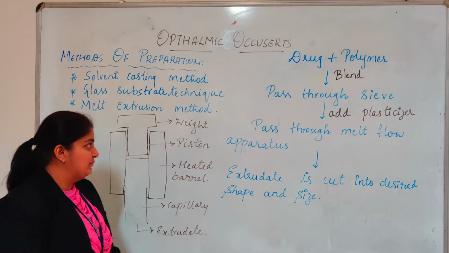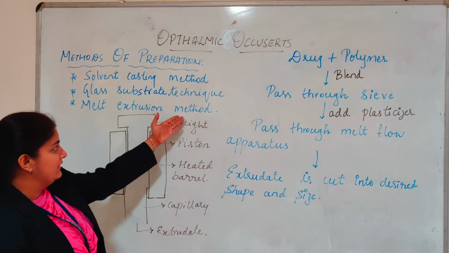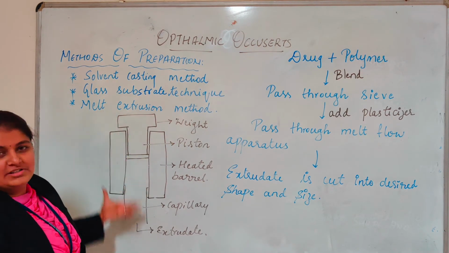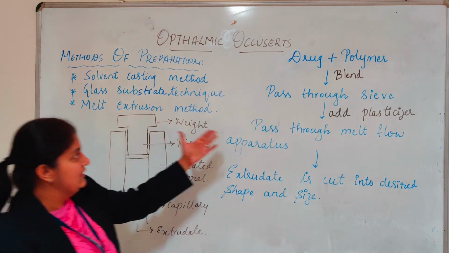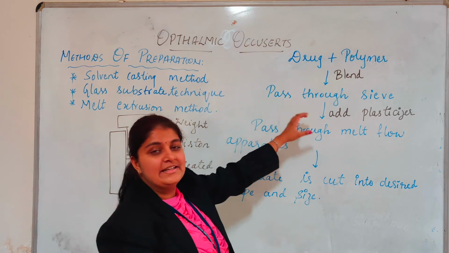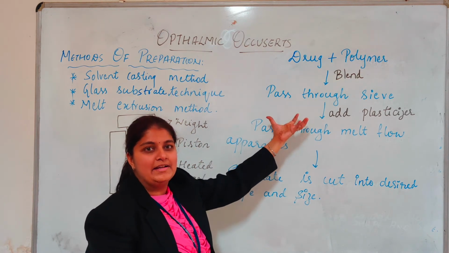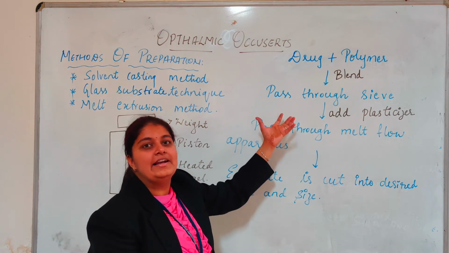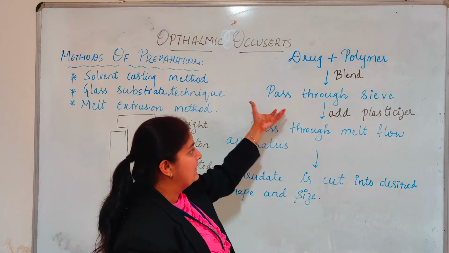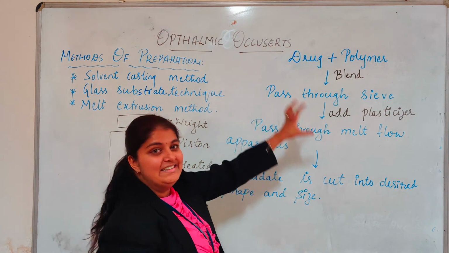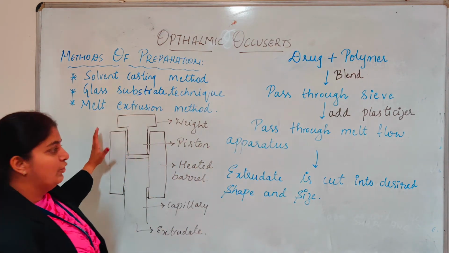The third method of preparation is the melt extrusion method. The name is given because of the instrument we are using, that is the melt extrusion apparatus. In the procedure, the drug and the polymer are blended together and passed through a sieve so that the fine particles come out and the bigger particle size is reduced. It is collected and to that we add plasticizer. Then we pass all this content into the melt flow apparatus.